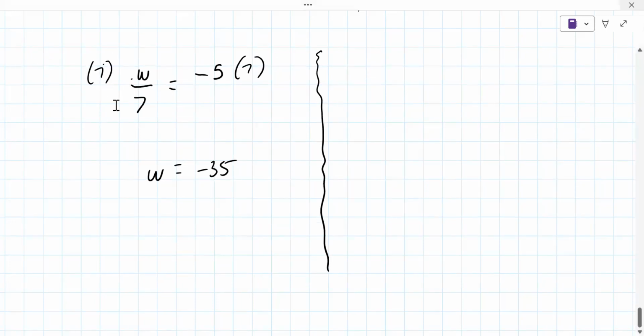Okay, and that's important because you might also see it written like this: 1/7 times W equals -5. Now, really what this is, is 1 times W. Give me just a moment here. I'll be right back with you.